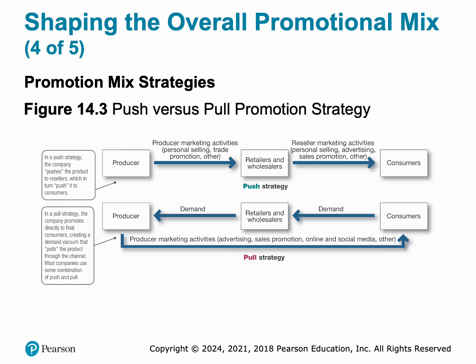Using a pull strategy, the producer directs its marketing activities, primarily advertising and consumer promotion, towards final consumers to induce them to buy the product. If the pull strategy is effective, consumers will then demand the product from retailers, who will in turn demand it from the producers. Thus, under a pull strategy, consumer demand pulls the product through the channels.